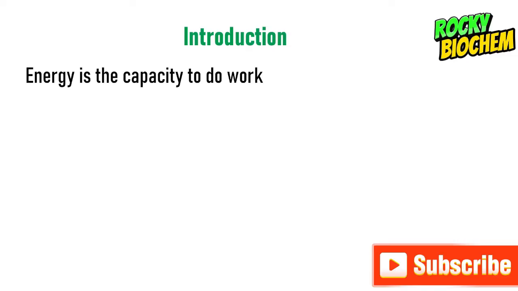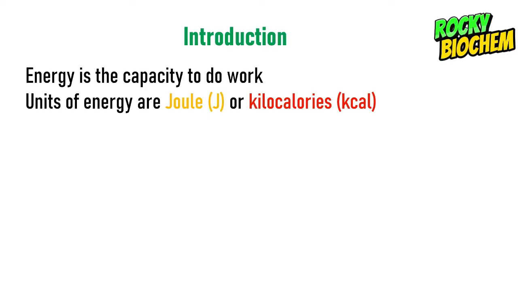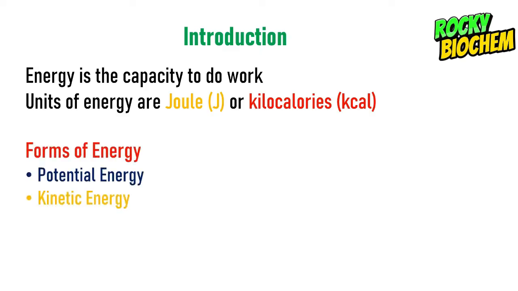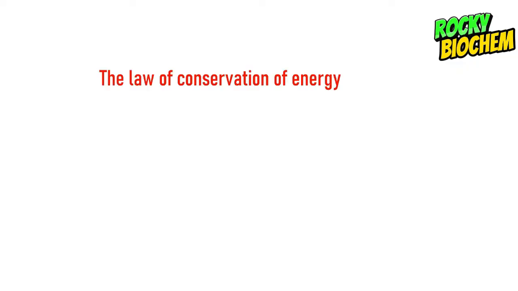So from our basic understanding of energy, we know energy to be the capacity to do work or the ability to do work, and the units of energy are joule or kilocalories. So kilocalories is normally used by the nutritionists and then the dietitians. So energy can take different forms. We have the potential energy, the kinetic energy, the heat energy, chemical energy, electrical energy, and then many other forms of energy. So let's move on to talk about what you call the law of conservation of energy.